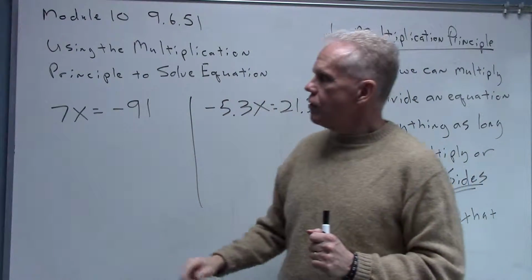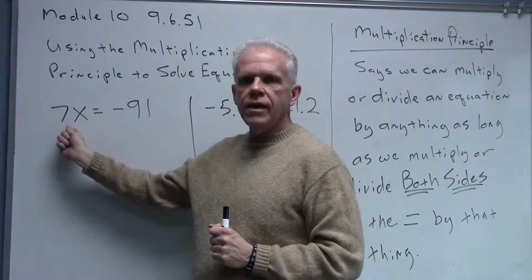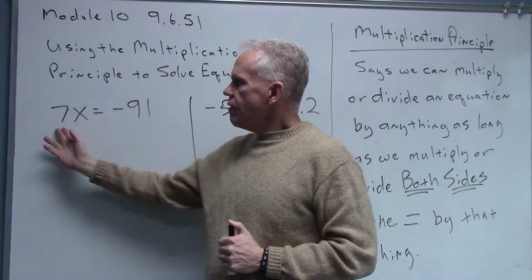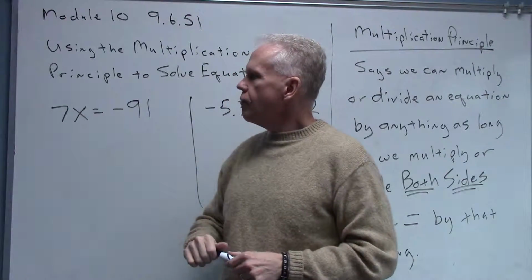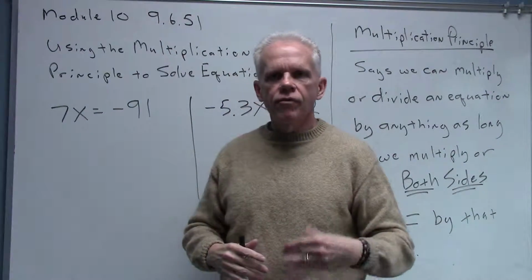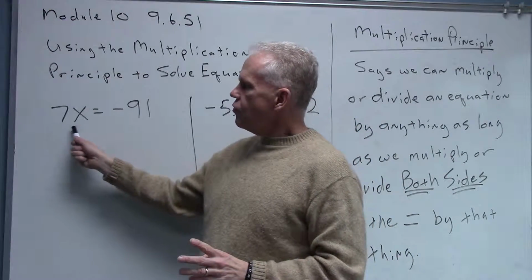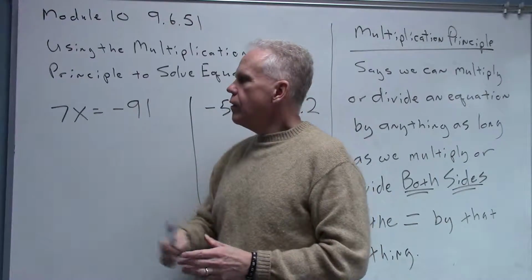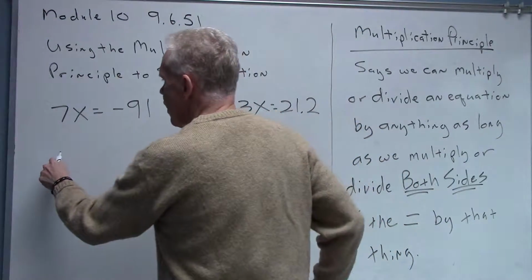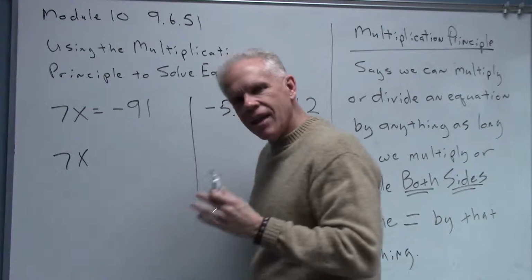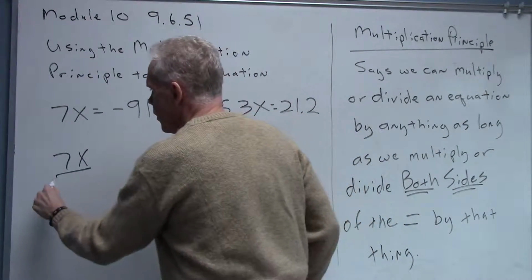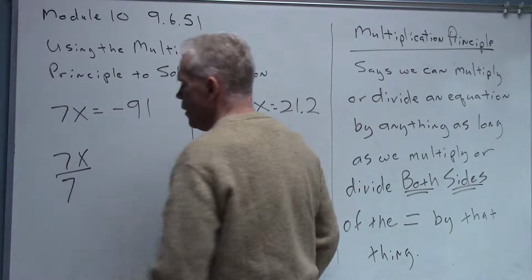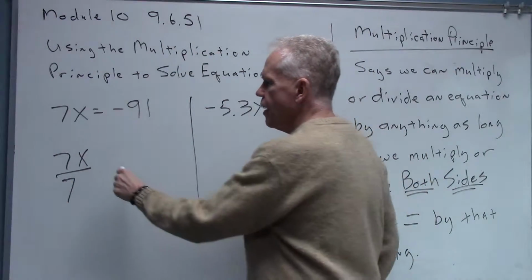Now what I would like to do is what I call isolate the x. I'd like to get the x by itself. I need to get the 7 off the x. The 7 is called a coefficient. This 7x means 7 times x. So if I would like to get the 7 to cancel off the x, I'll divide the 7x by 7.